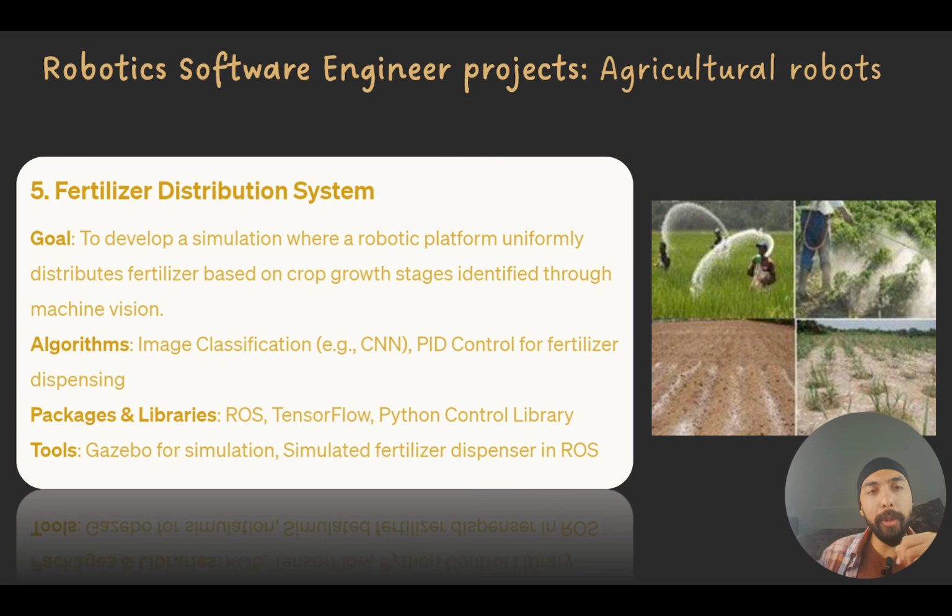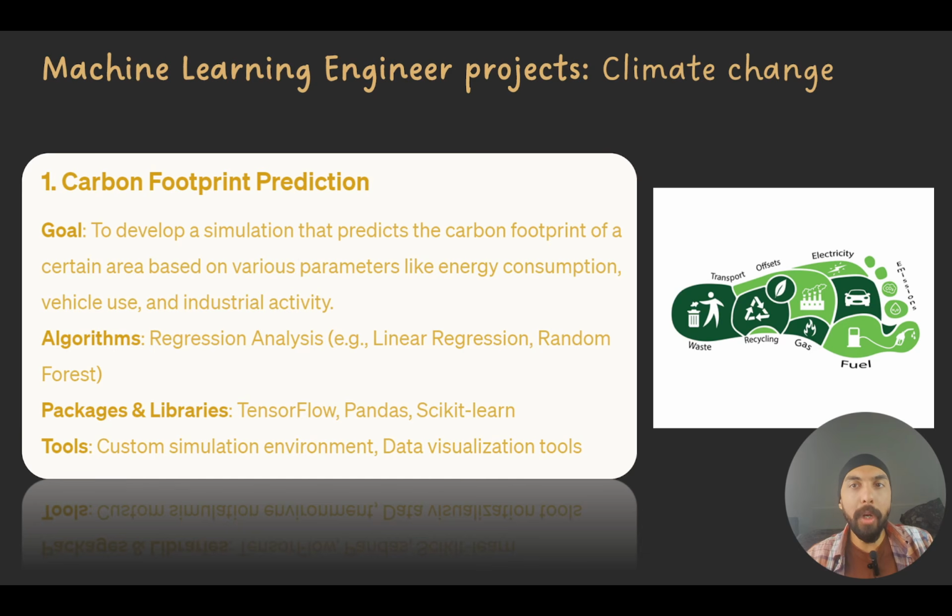And the last project that you can consider for a robotic software engineering role specific to agricultural robotics is to develop a simulation where a robotic platform uniformly distributes fertilizers based on crop growth stages, identified using computer vision. You work with basic image classification and a PID controller for fertilizer dispensing, and essentially you work with ROS and TensorFlow here. So, what are some climate change related projects where you can apply machine learning?